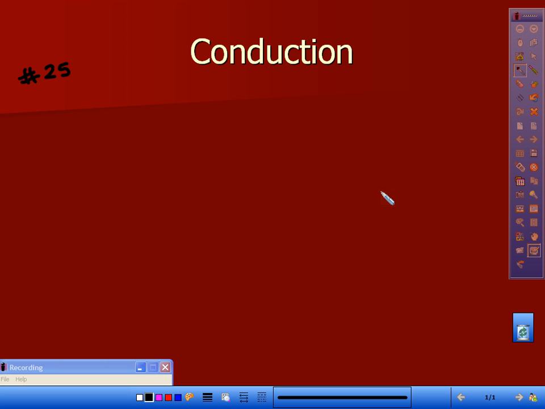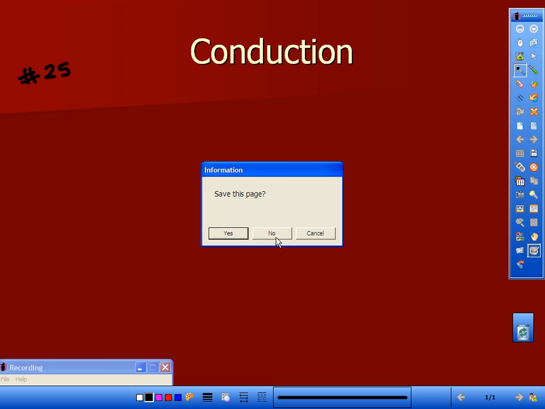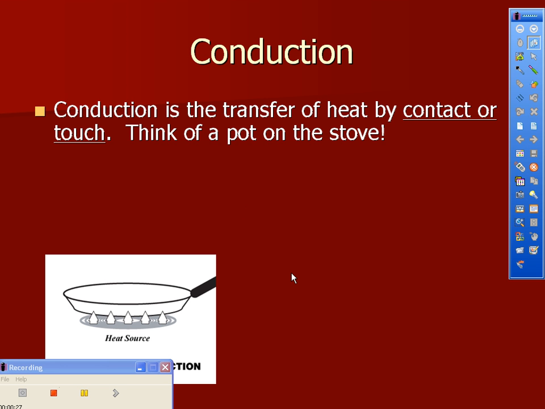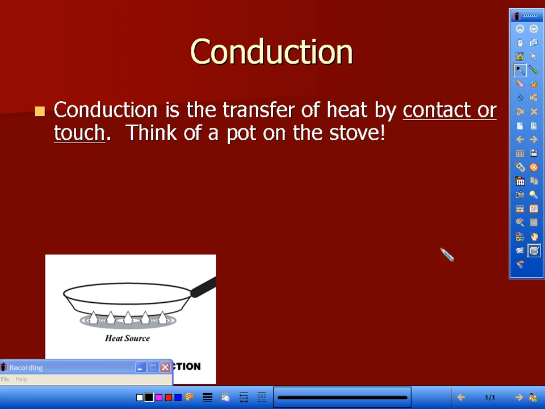So number 25. And we're talking about conduction here. If you recall, there are three ways that energy can move around the universe. Conduction is one of them. So conduction is the transfer of heat by contact or touch.